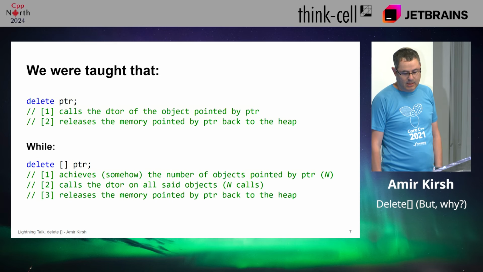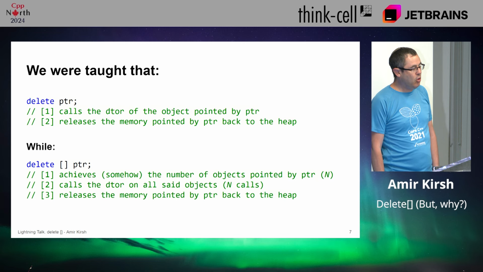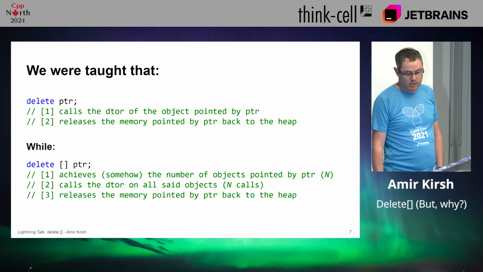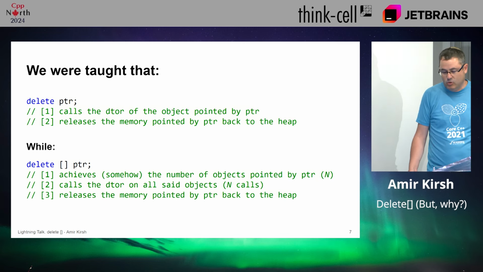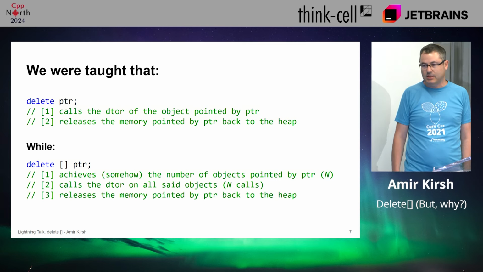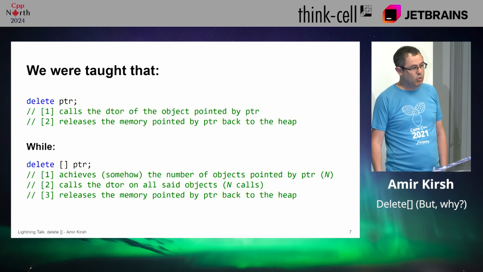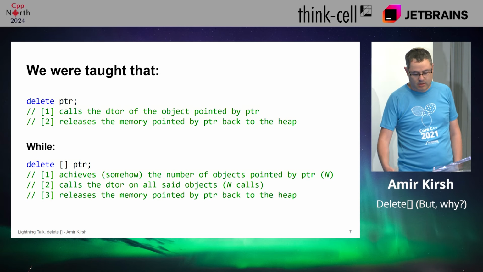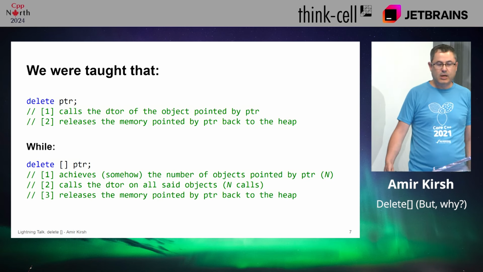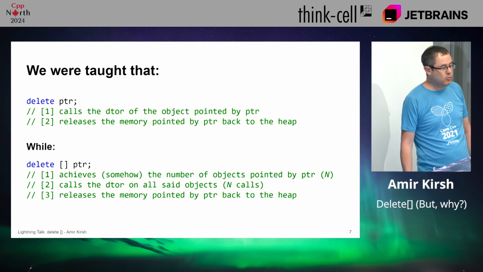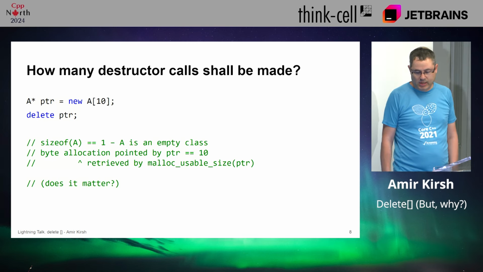Now, if it is an array, then we need to call more than a single destructor. So there is a need to somehow get the number of objects pointed by PTR, call the destructor n times, and then release the underlying memory. And in order to avoid the need to calculate the number of objects on the allocation, if it is a single object, we don't want to call it with square brackets, right? So let's play with it a bit.